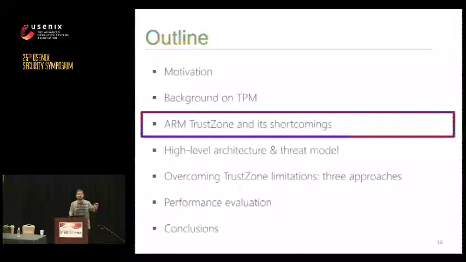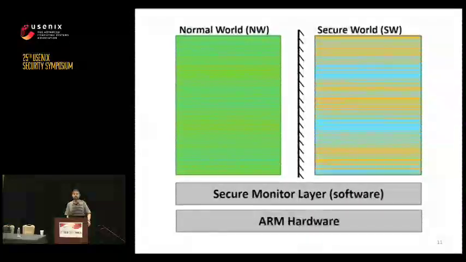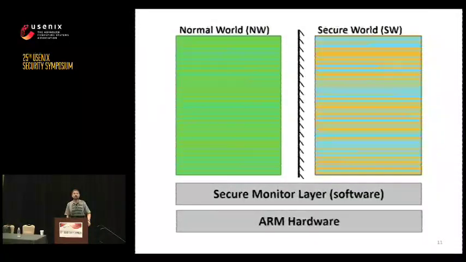Okay, so that was TPMs. Now, TrustZone on ARM. ARM TrustZone is ARM's hardware support for trusted computing. With ARM TrustZone, the software stack can switch between two states referred to as worlds. One world on the left is called the normal world, and the other one is called the secure world. These worlds are strongly partitioned, and you can think of them as virtual processors backed by hardware access control.